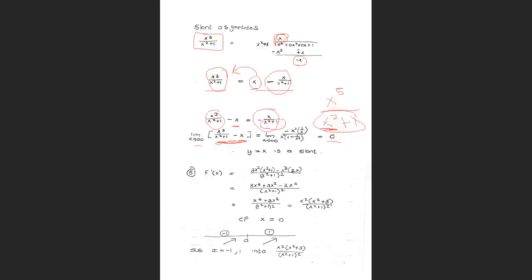And the conclusion is that because I have 0, that is what I want you to show, you conclude that therefore y equals x is a slant asymptote. All right.